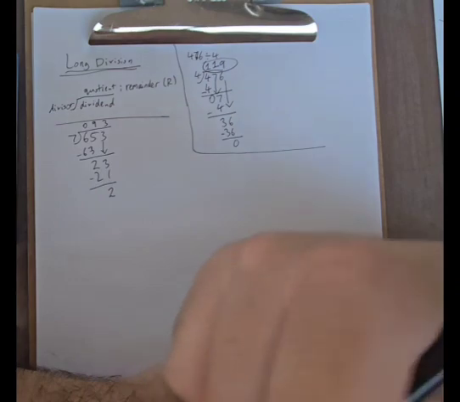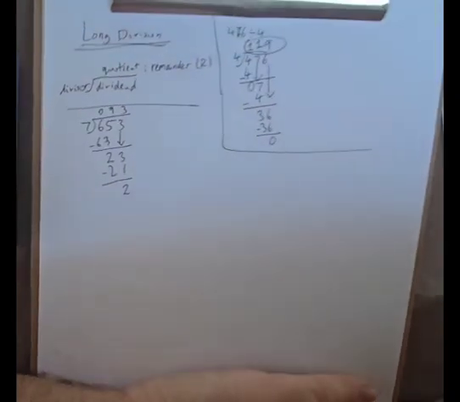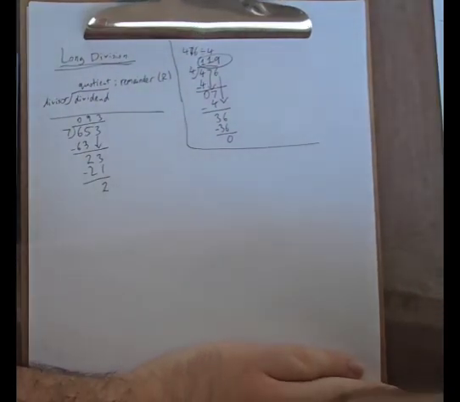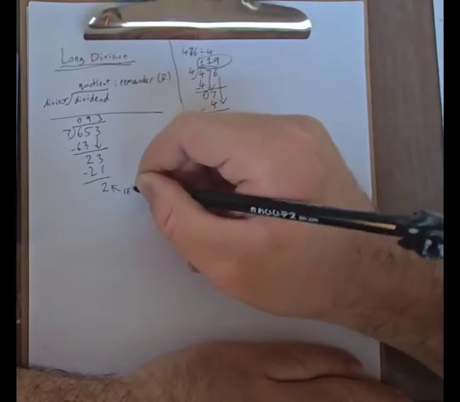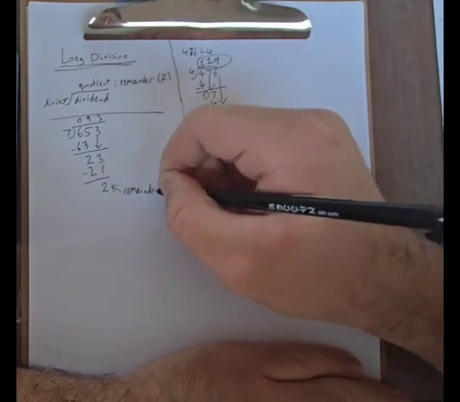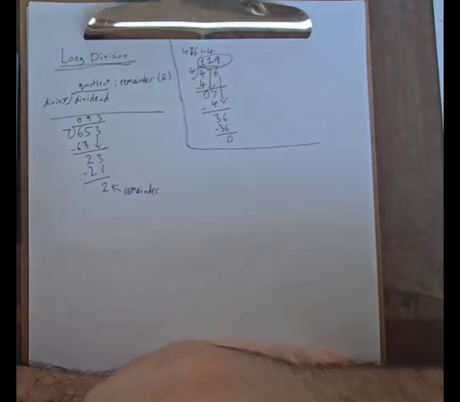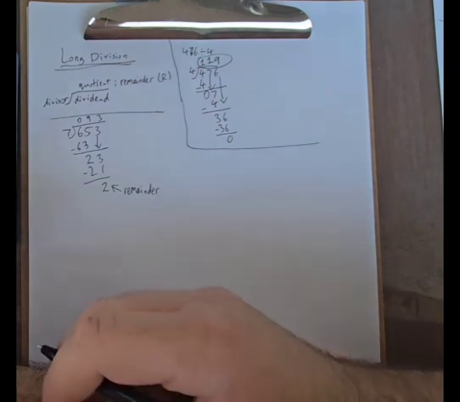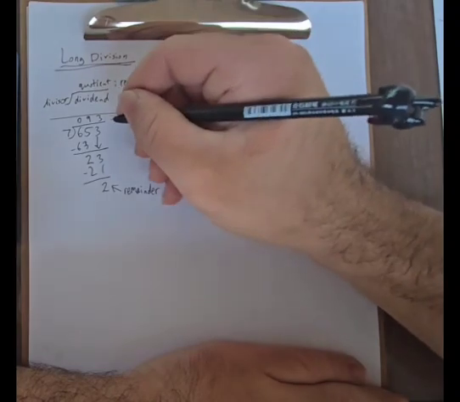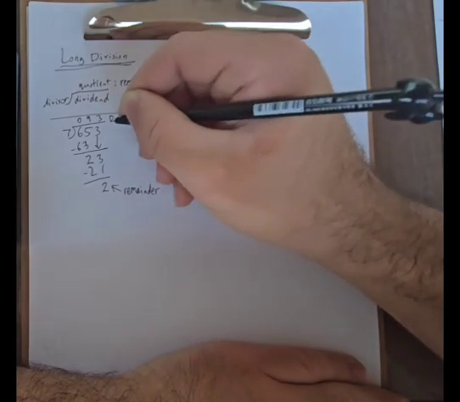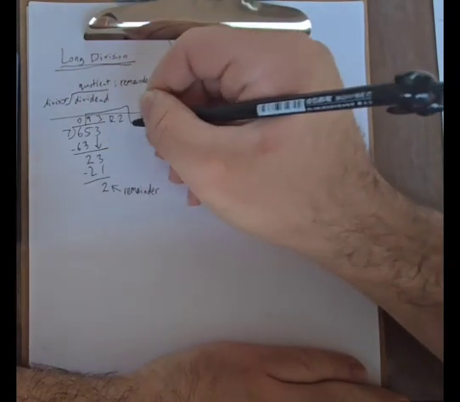Now what do we do here? There's no more digits to bring down. We can't really do anything. This leftover is the remainder. If you had 653 objects and you split them up into 7 groups, each group would contain 93 objects, but you would have 2 objects left over. And the way we express that is R2, R for remainder, and that's your answer.